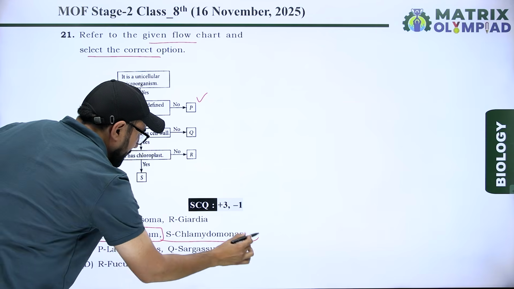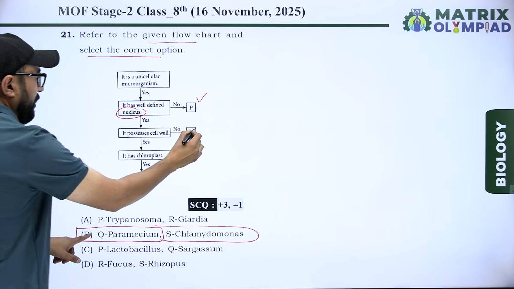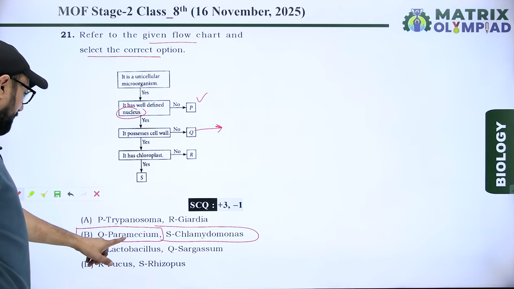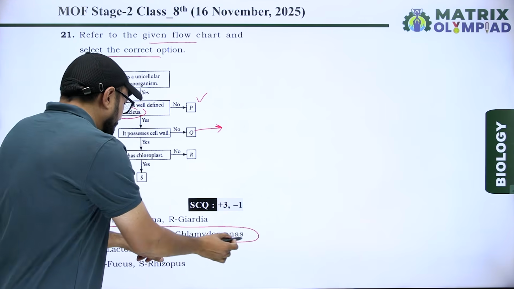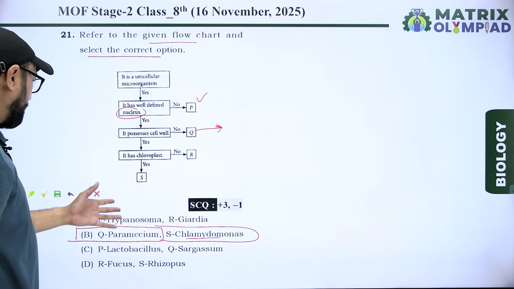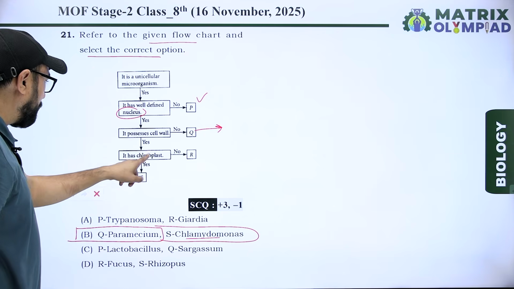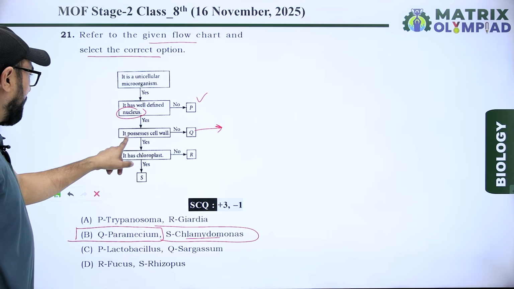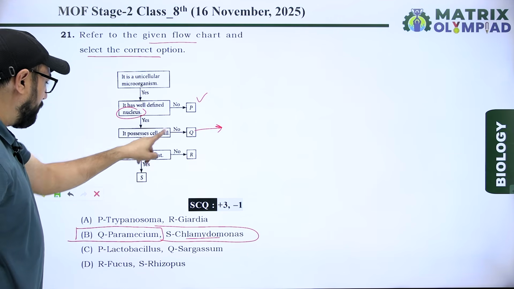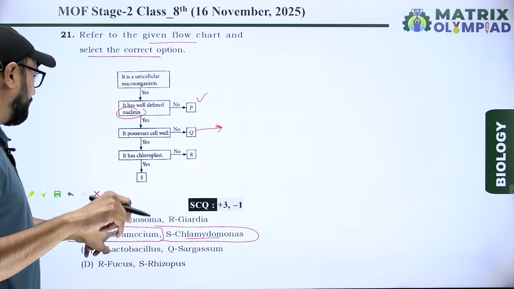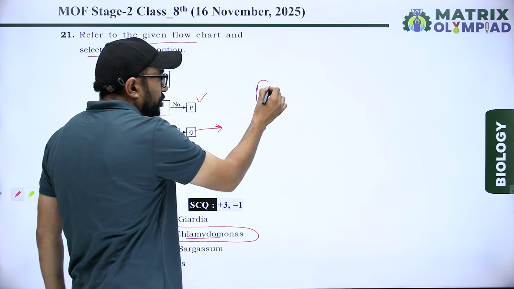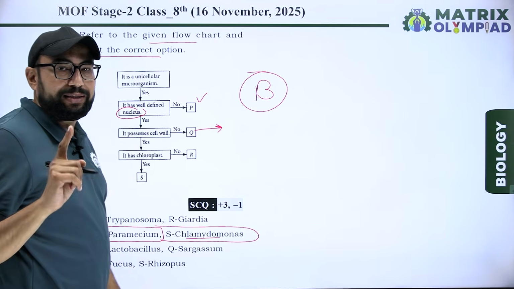Paramecium and Chlamydomonas, correct match. Q. Here we put Paramecium as Chlamydomonas, so perfect match. It has chloroplast. It possesses cell wall. If no, then it is Paramecium. So the correct option is B. B is right. Next.